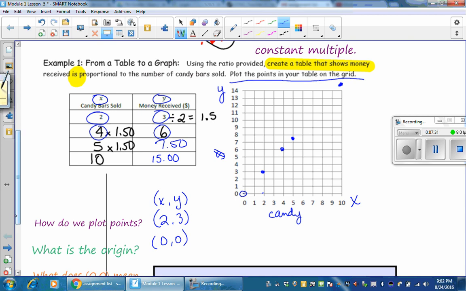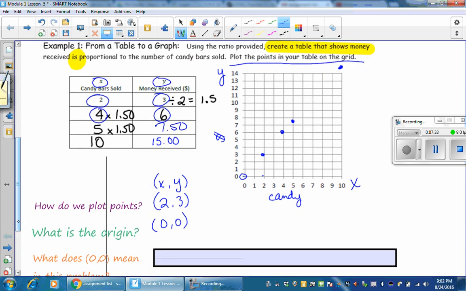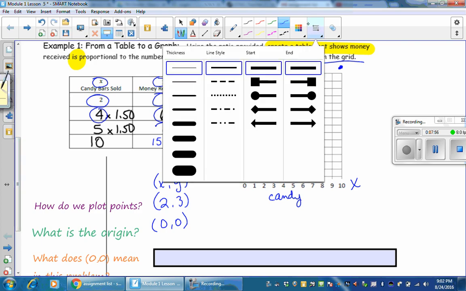So we've graphed the points, and the question is asking, is it proportional? Well, we know it's proportional because every candy bar costs $1.50 no matter how much you buy. But the purpose of this question is to show you if the data is proportional, what would the graph look like? So now I want you to take a straight edge and draw a line through the points that we have graphed.